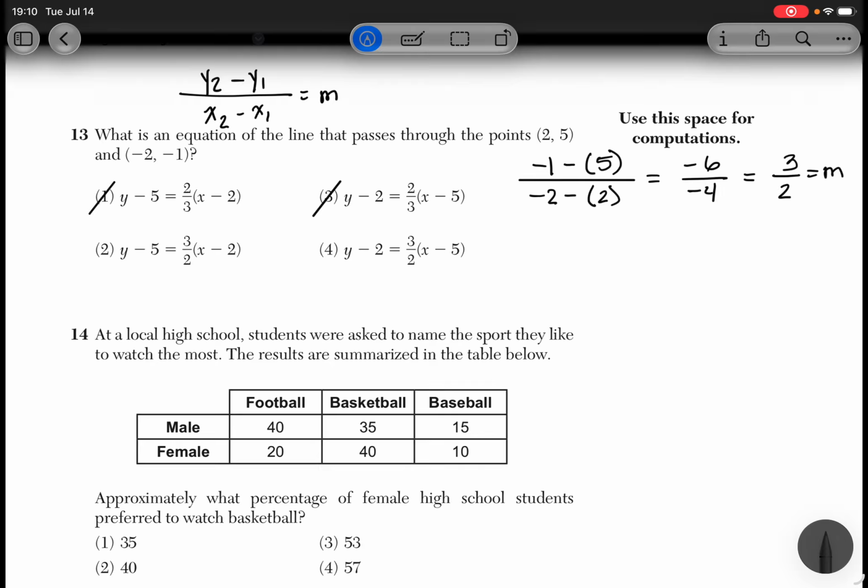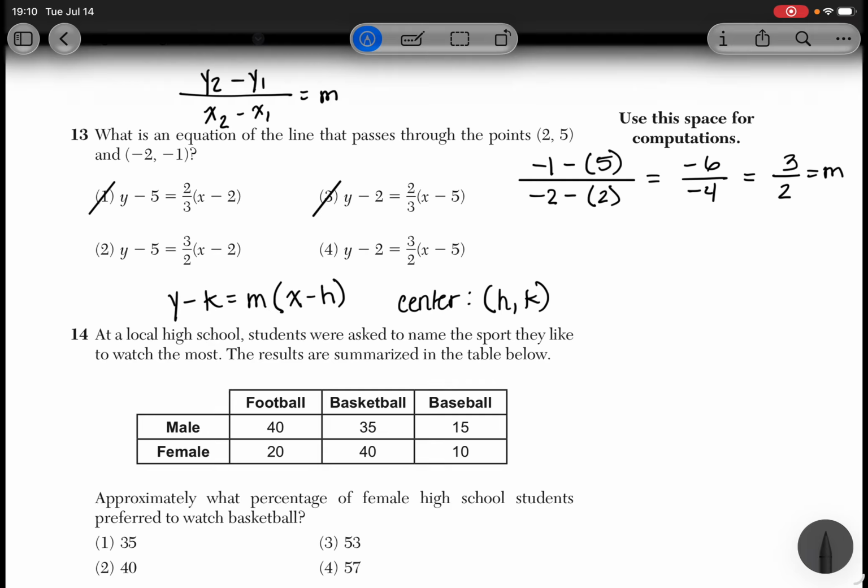When your equation is written like this, it's written in the form of y minus k equals m, and then parentheses x minus h. H is typically your x value, like it would be the center point, which would be hk. So whatever your x value is gets plugged in for h, and whatever your y value is gets plugged in for k. And then m, of course, is our slope. So we're just replacing our slope with 3/2.